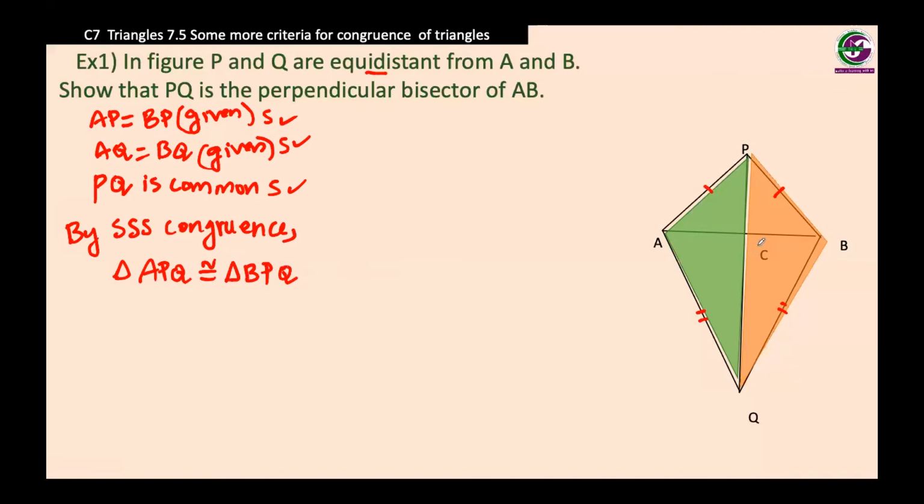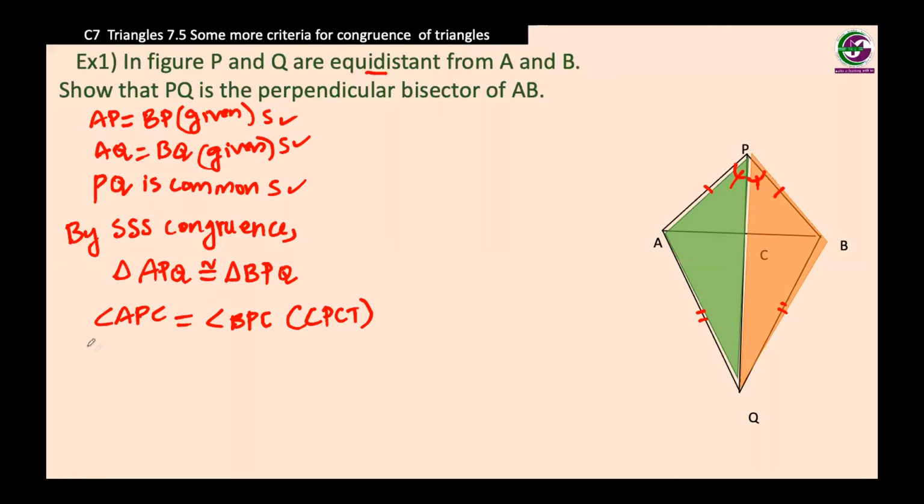Since the green and brown triangles are congruent, by CPCT, we can find that angle APC is congruent to angle BPC, because they are corresponding parts of congruent triangles. Now we get these two angles are equal. Now the question is to prove that AC is equal to CB. So we have to consider the small triangles APC and BPC.